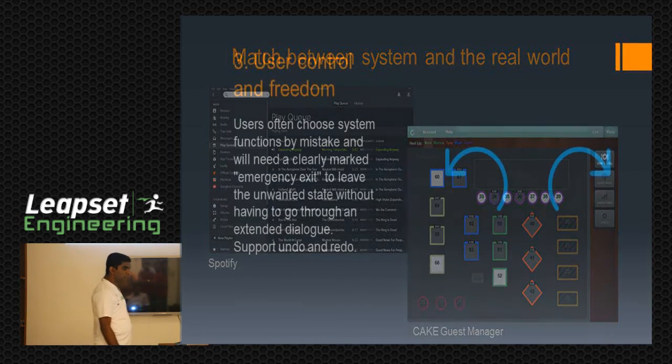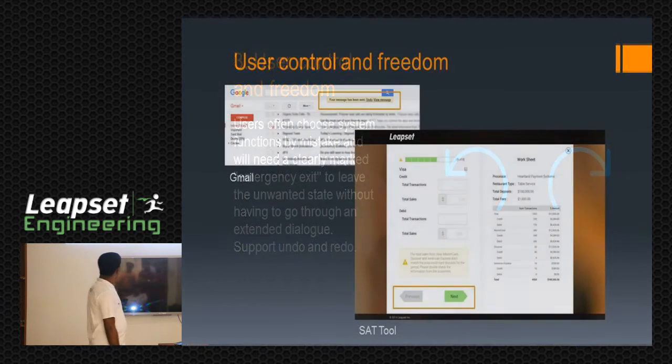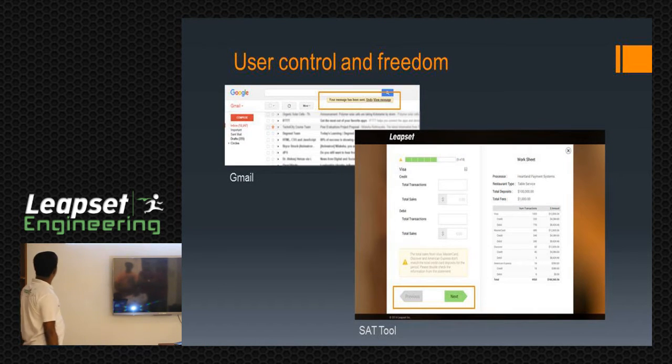The third one, user control and freedom. As all of you know, you are used to undoing and redoing things. It's what we call user control and freedom. If you do something wrong, you should be able to revert it back. That's simply what it is. So let's see some examples.